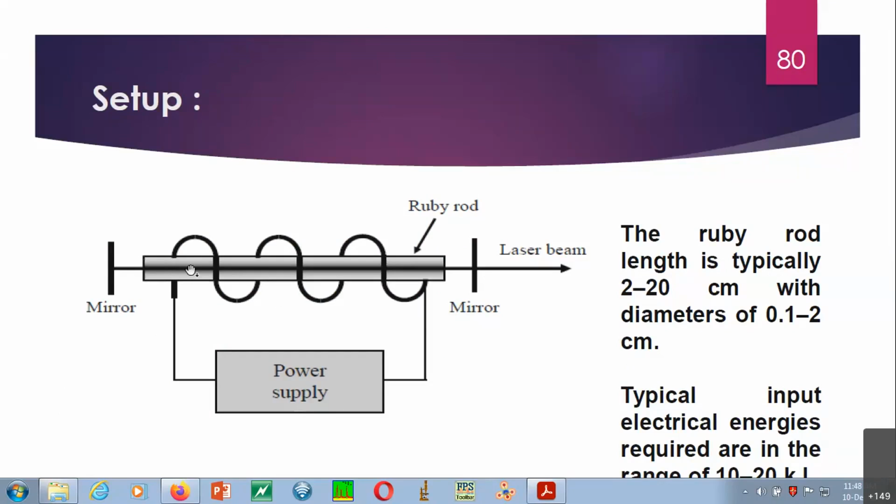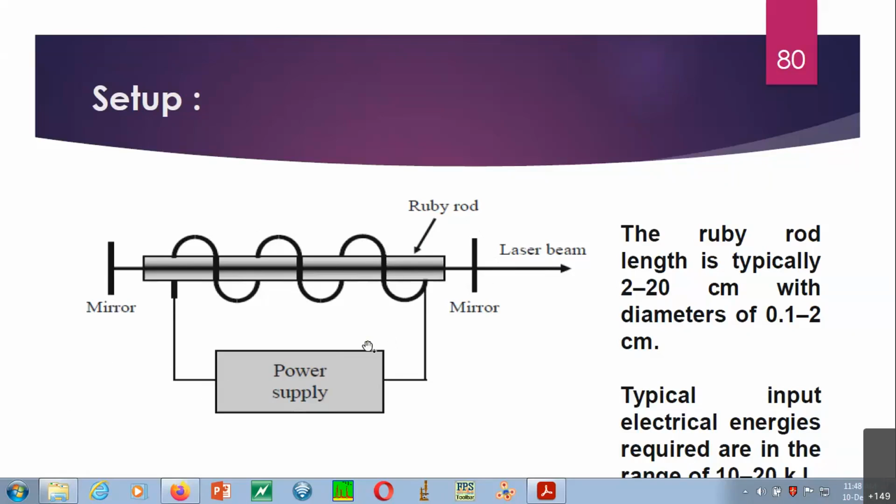Yes, it is in the form of a rod, the ruby rod, that is your active medium. Then the set of mirrors is your optical resonator, and this is your power supply connected to the pump which you see in the circular shape. That is your pumping. All three are there, and at one end we are taking out the laser beam also. This power supply is connected to the lamp which you see on the screen. That is how all three components are there in this ruby laser.